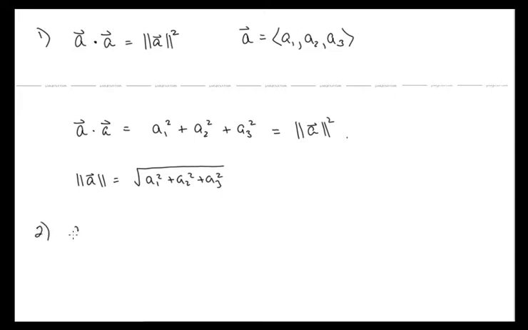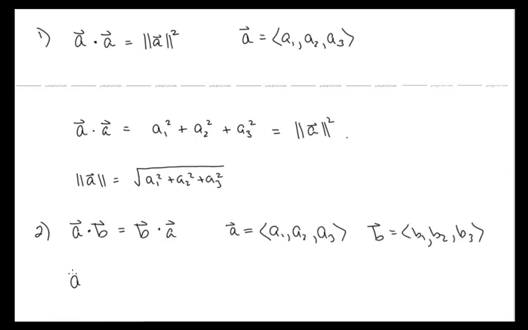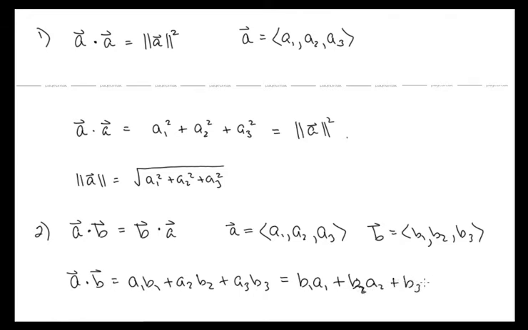Let's take a look now and show that a dot b is equal to b dot a. A dot b, by definition, is a1 b1 plus a2 b2 plus a3 b3, and of course, by commutativity of multiplication, this is b1 a1 plus b2 a2 plus b3 a3, which is b dot a.